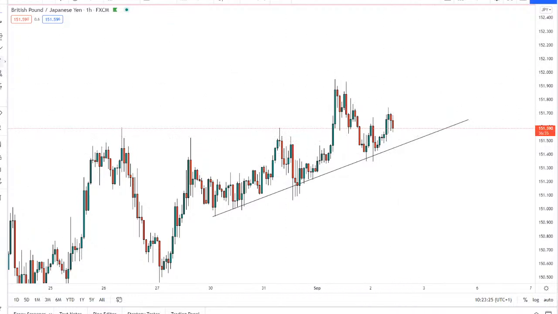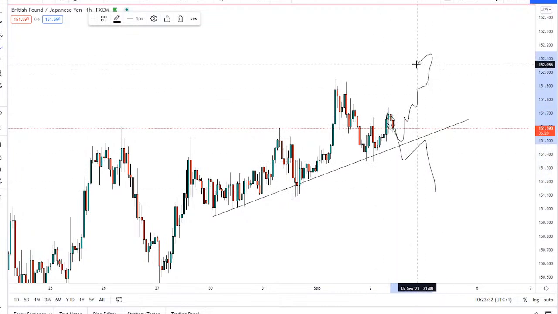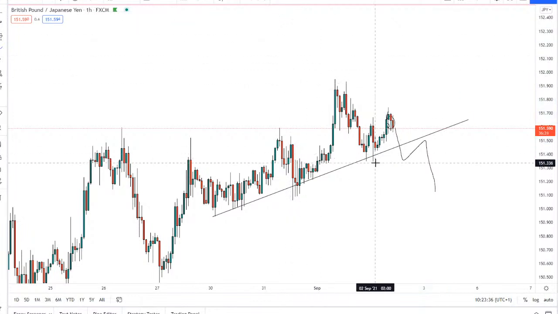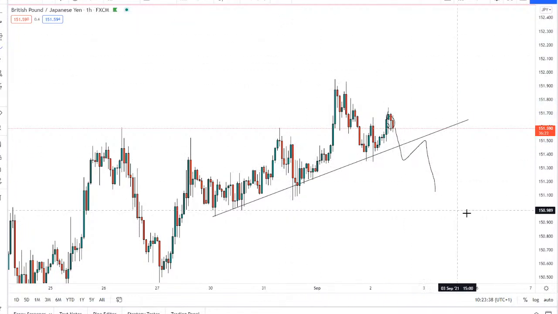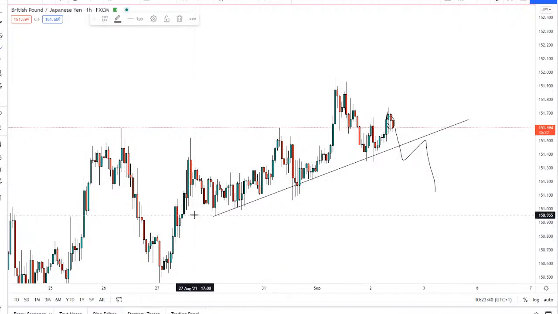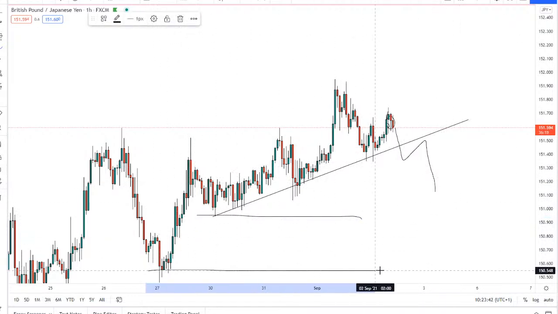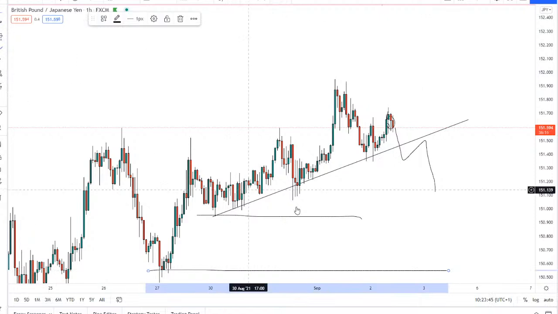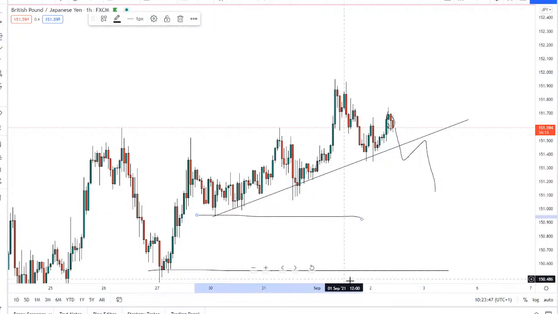So I think for Pound JPY, that's what I'll be looking for. Probably the safest option. Don't want to get involved in shorts here just to see price slowly push to the upside. No point in doing that. So we'll wait for the break of the trend line, the retest, another lower high, and then we'll short it back down, probably into these lows and potentially these lows here as well. So I think that's a good opportunity on Pound JPY.